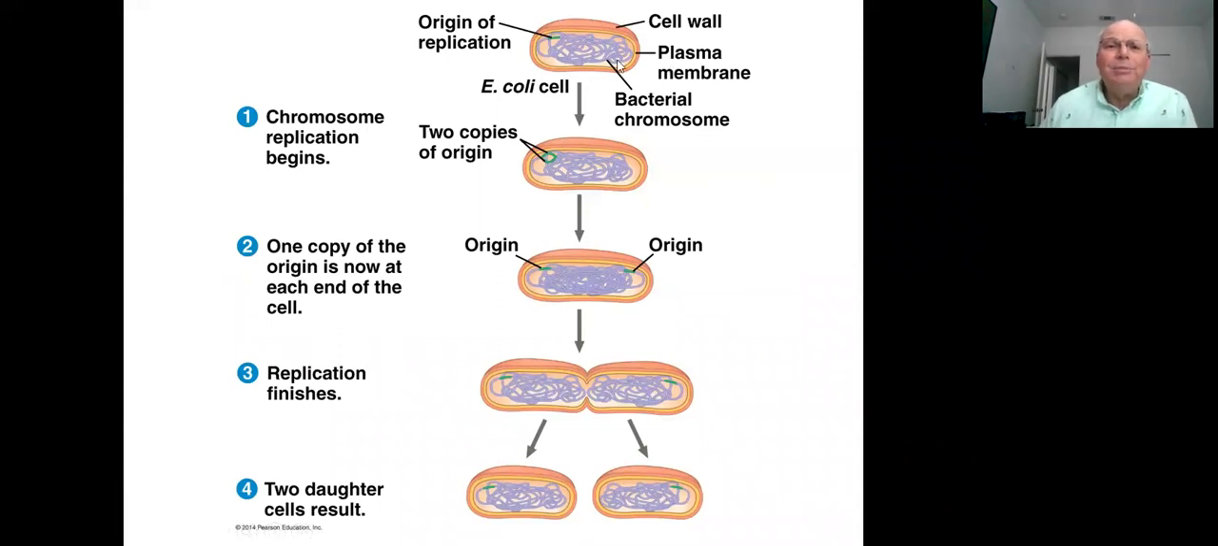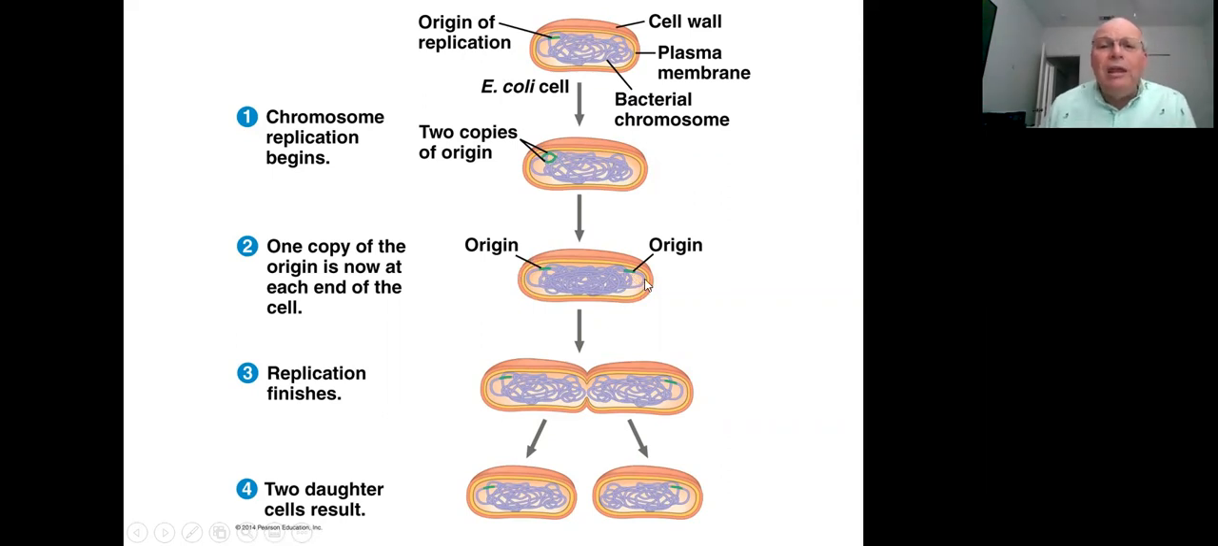So as I mentioned way back at the beginning of the presentation, bacterial DNA is in the form of a small circular DNA molecule that's anchored to the inside of the cell membrane, the plasma membrane. There is a physical location on that circular DNA molecule called the origin of replication. That's where duplication of the DNA begins. And it expands in both directions away from the origin as the DNA is duplicated. Eventually, you have two copies of the DNA molecule with two origins.